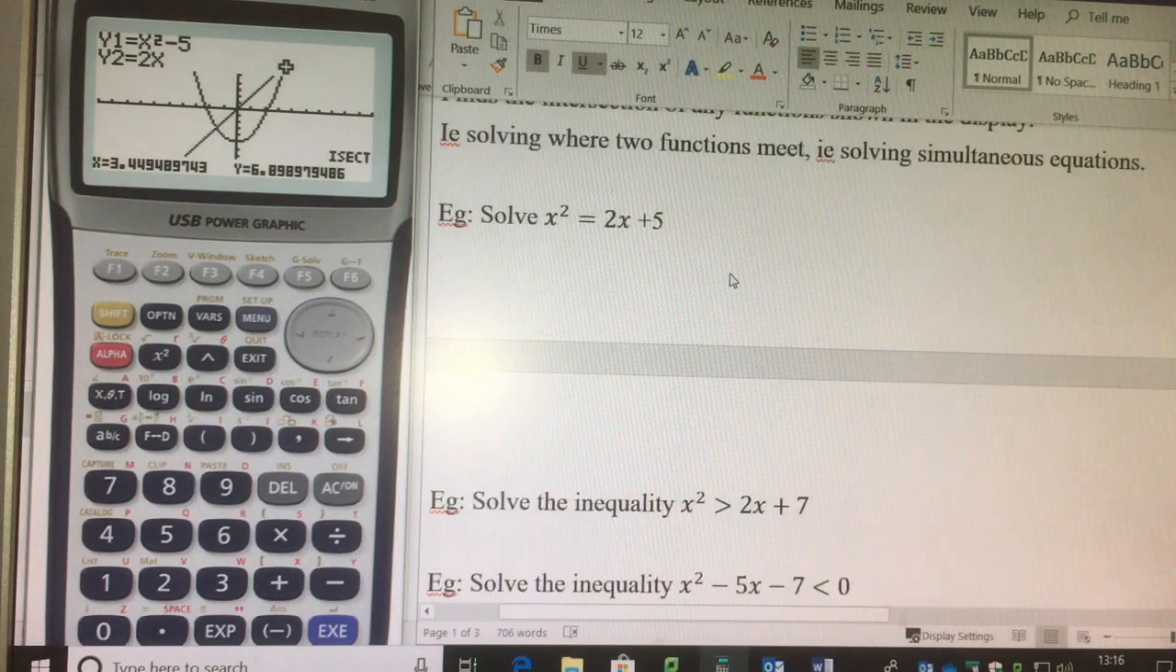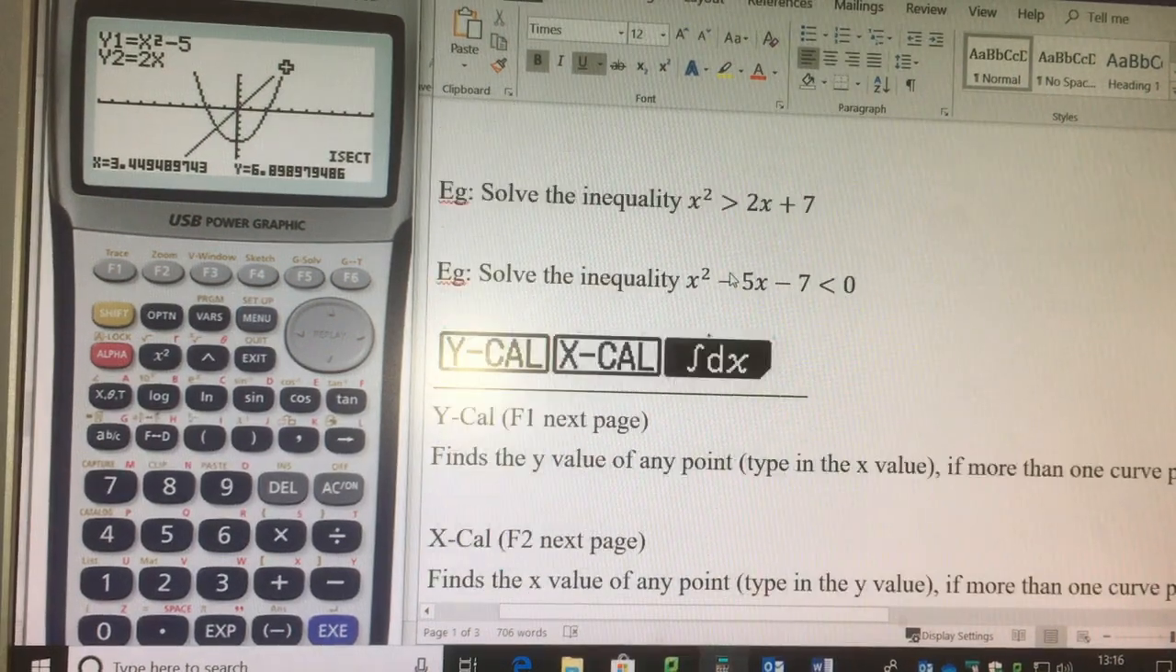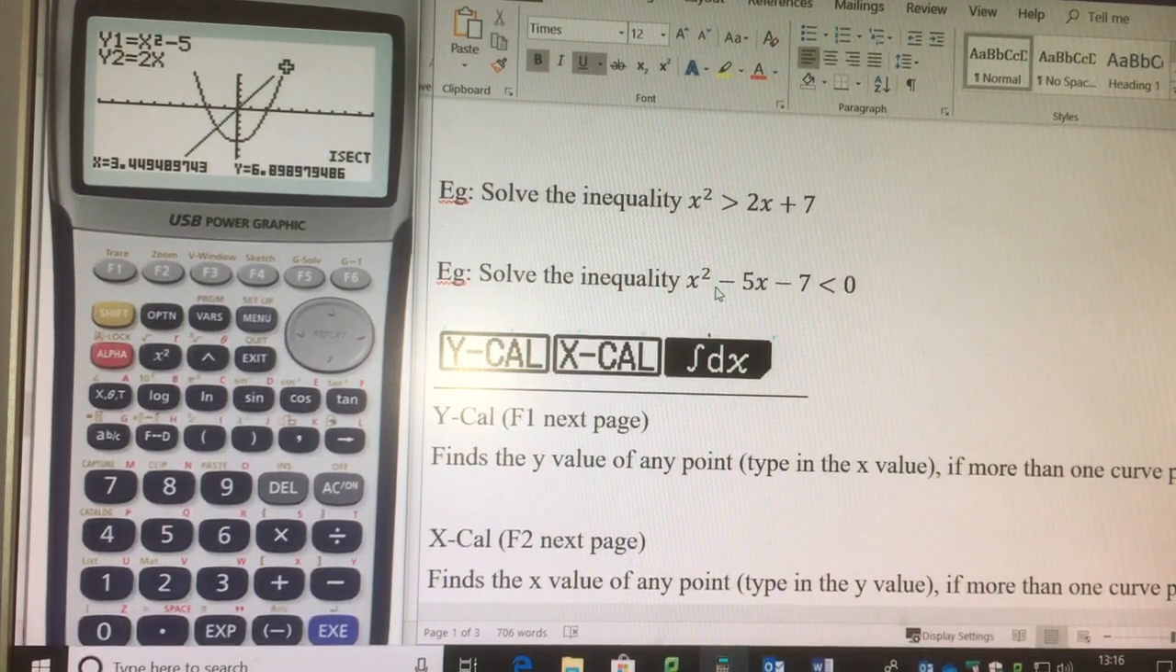Okay, next up on this menu, there's a couple of examples that I have bothered doing. Could I get you guys to try and solve these two inequalities? So I'll give you a couple of minutes to try that, and I'll go through how I do it on the calculator. So two inequalities to solve. There's a couple ways you could do them, but we'll see what we come up with.